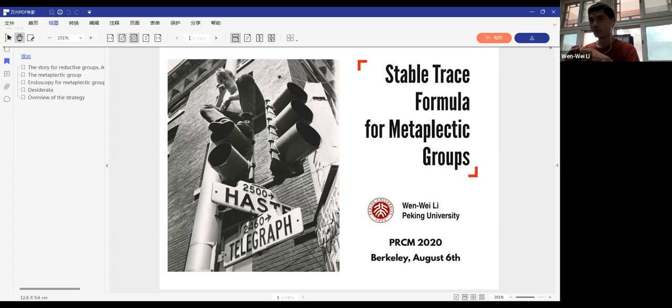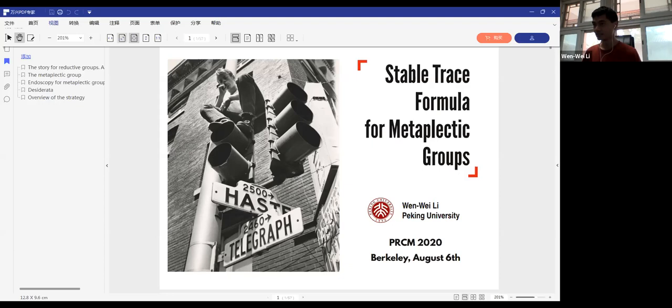So here is a complete list of references. The story comes from Arthur's work. It is James Arthur's lifelong project to work on the trace formula and its stabilization. This was finally essentially finished in the early 21st century, and he also applied this to a study of the representation theory of the classical groups. The next few references are about the metaplectic groups.